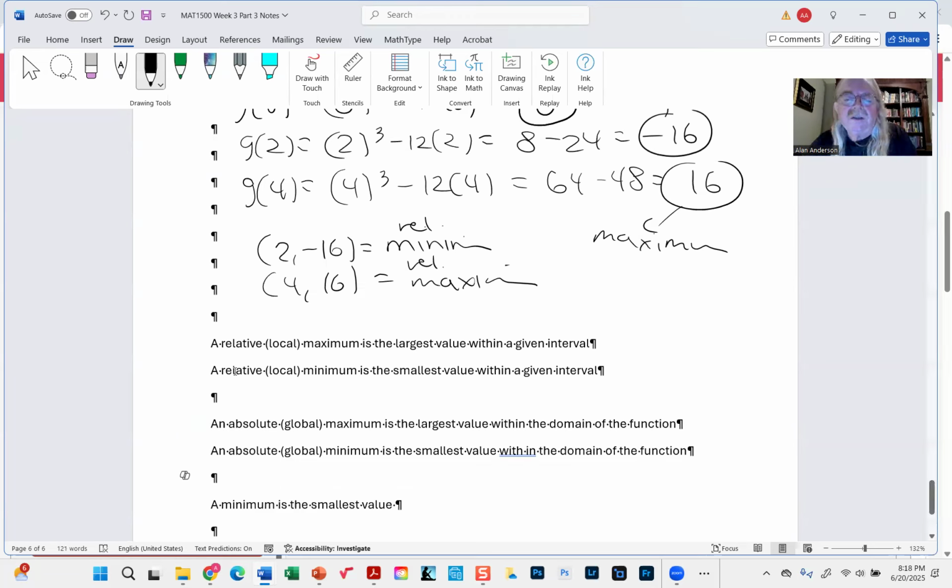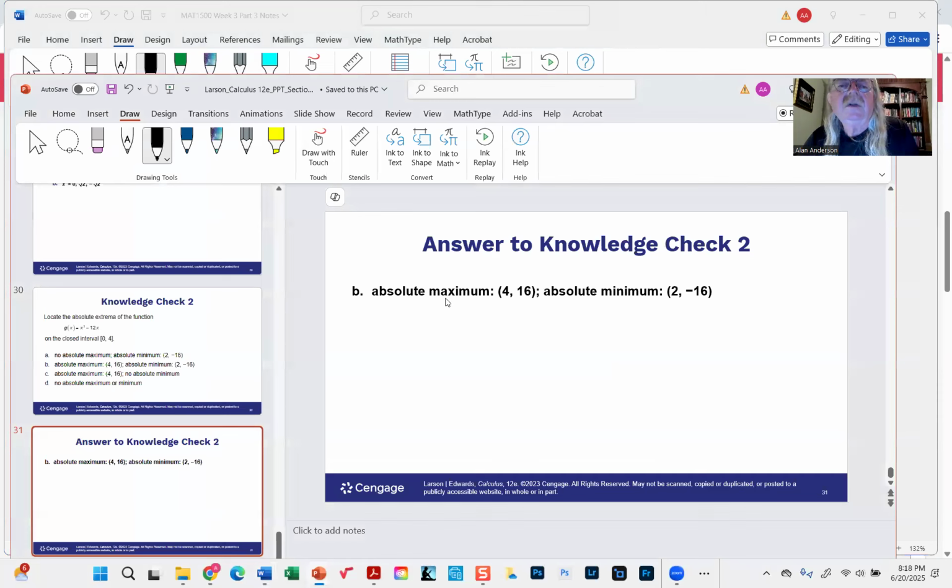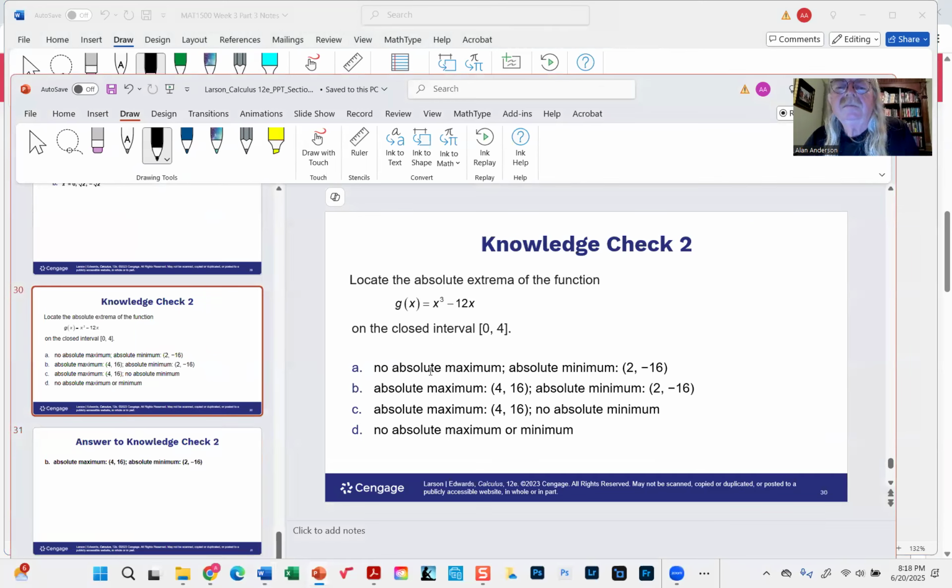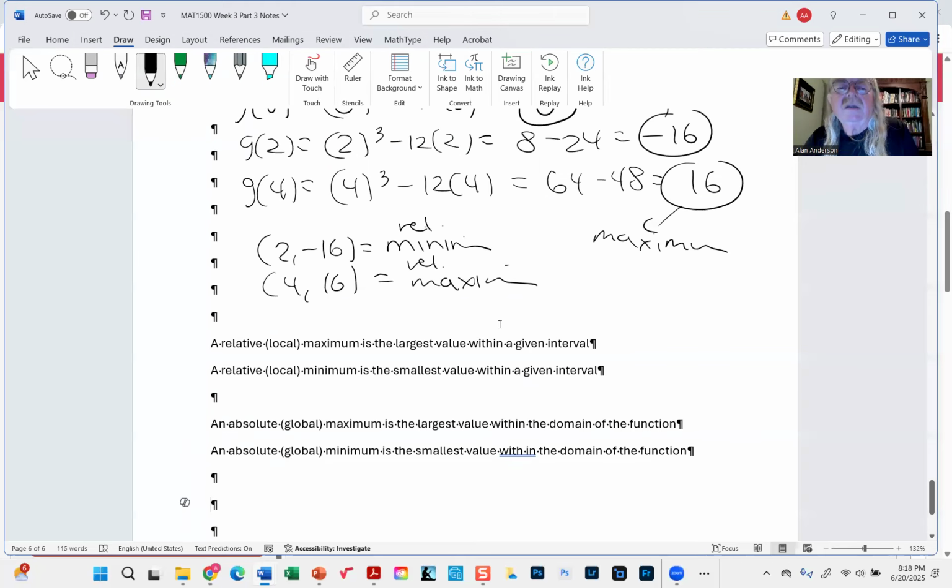So they kind of goofed there at the end with that last example, but we'll see more about that in the next section. These should be local or relative because we're doing this over this interval.